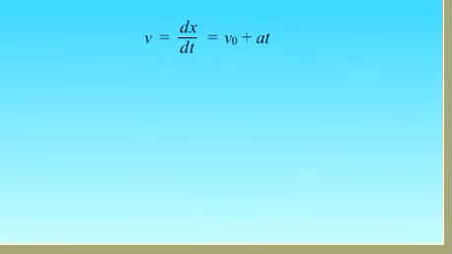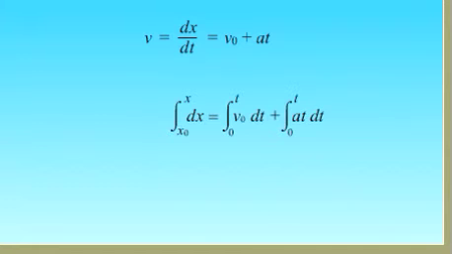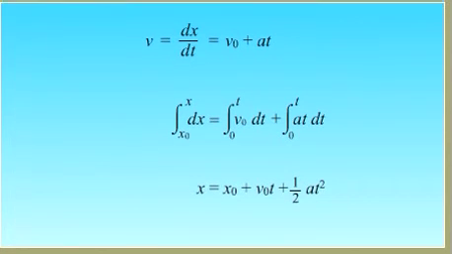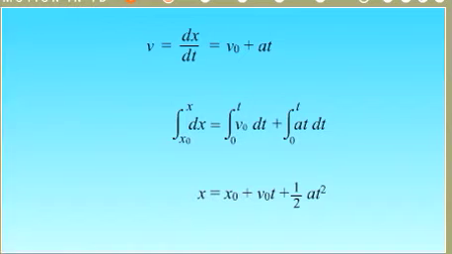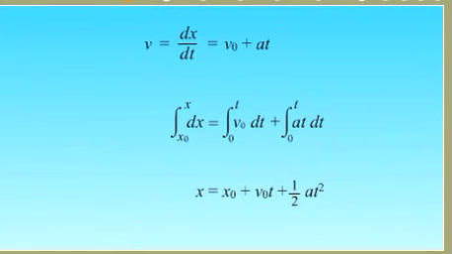Velocity is the time derivative of position. Moving dt to the other side, integrate both sides to get the position. Note that the integration of the last term on the right gives you the 1/2 and time squared.